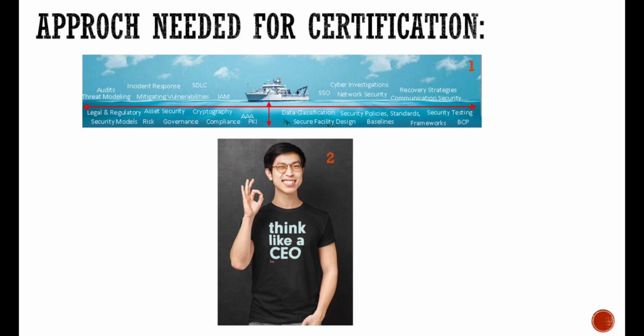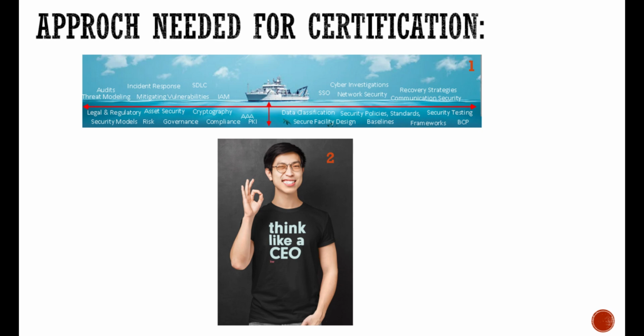So remember these two key points. One is basically to approach your preparation with the mindset of a CISO or CEO, because it's a managerial certification. And second is to get the complete knowledge base, but keep in mind that the depth of knowledge required for this certification is only an inch.